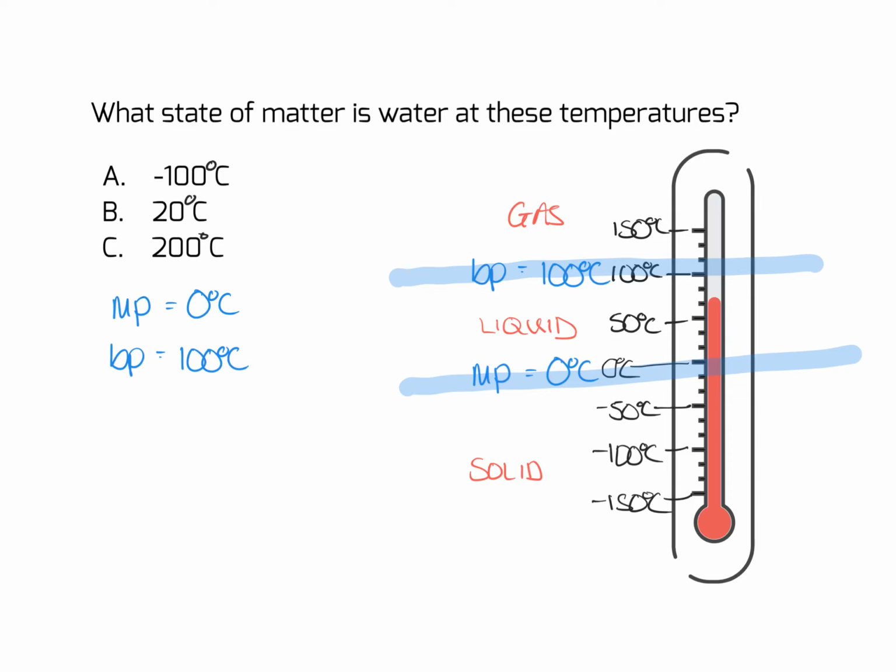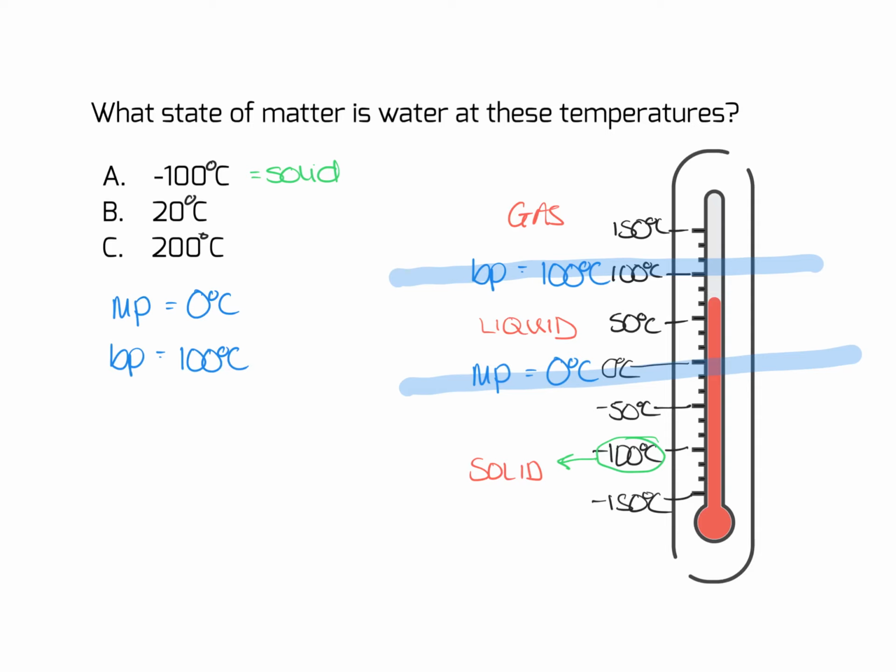Let's go back to the question then. Question says, what state of matter, solid, liquid or gas, at minus 100? So we just need to find that on our number line. So minus 100 is here, and we can see that minus 100 is solid. So water would be solid ice at that temperature.